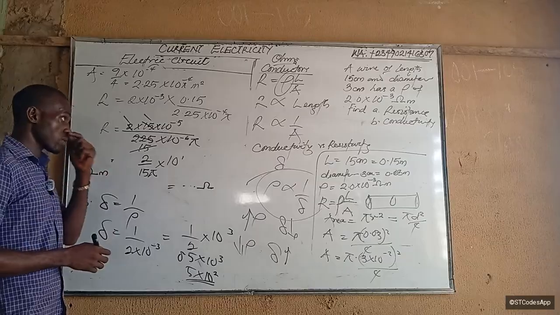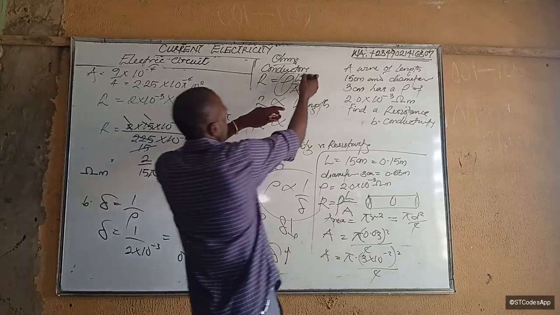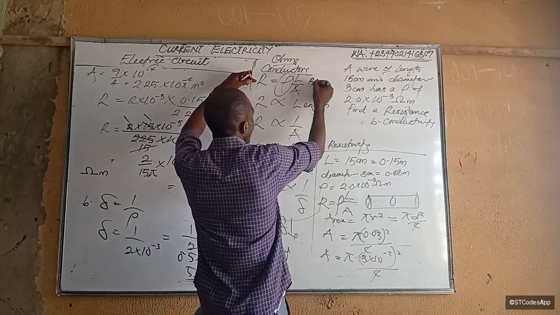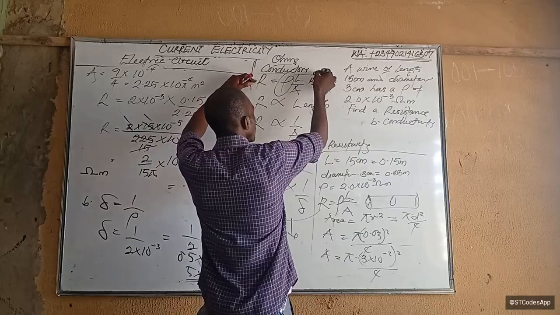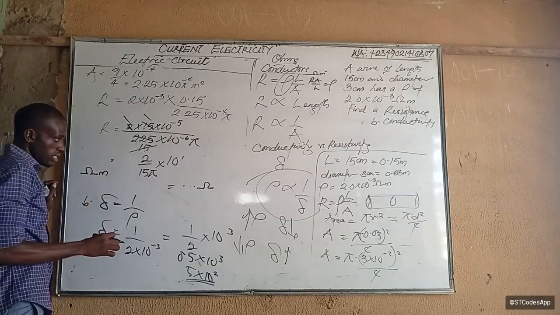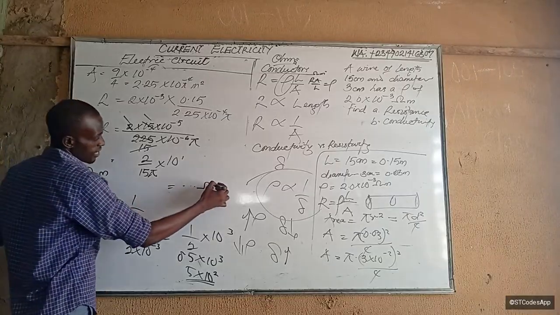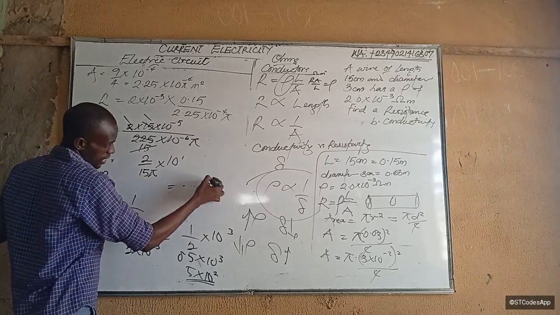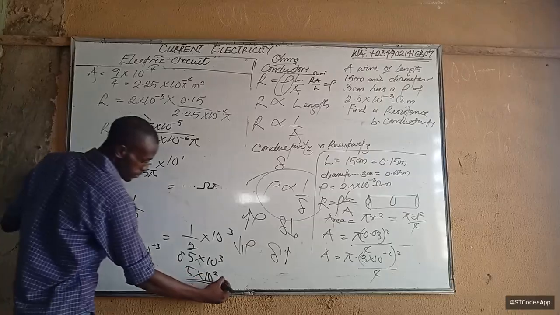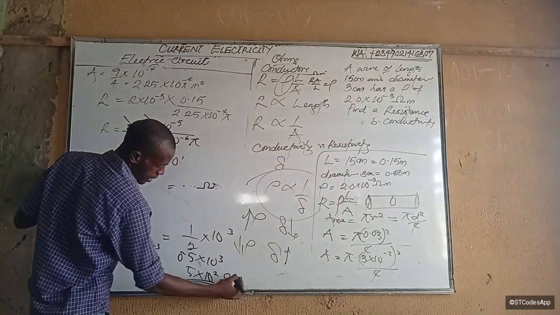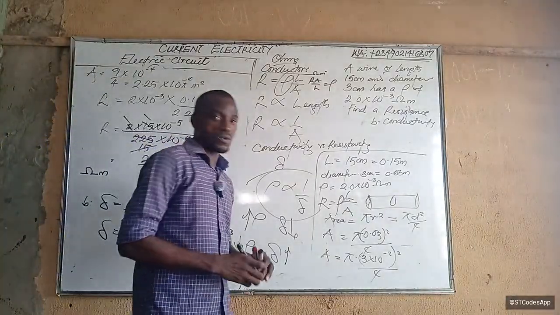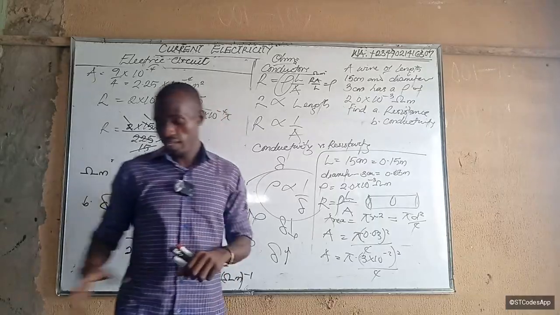Resistivity is ohms meter, right? R A over L, so that will be ohms meter squared over meter, so that's ohm meter. It means conductivity will be inverse ohm meter. The answer will be this, ohms meter per ohms meter. Is that clear? So that is it for resistance and all.